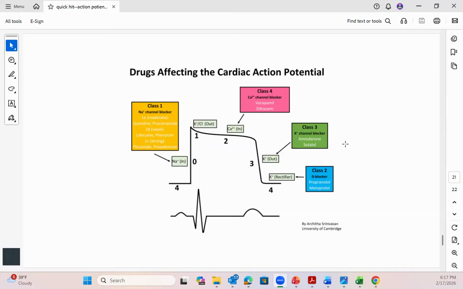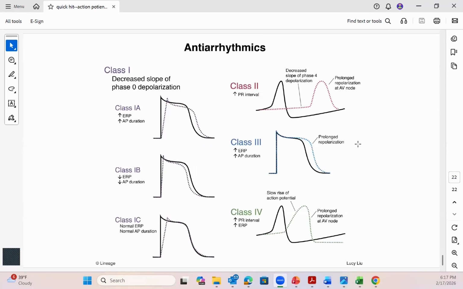And then we get to our class 4 in the pink on the top in phase 2, where we have most of the impact of our calcium. We have our calcium channel blockers. The classic ones that relate to us are verapamil and diltiazem. They fall into a class of non-dihydropyridine calcium channel blockers, and they'd be in the AF protocol. So I'm going to show you that now with some pictures attached.